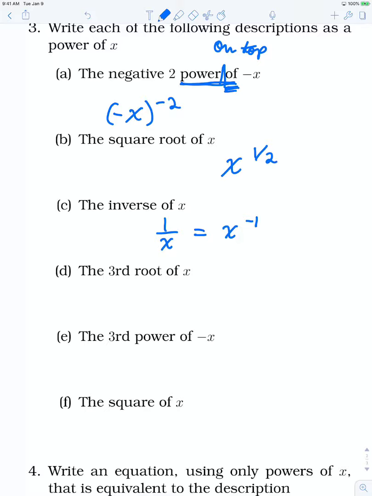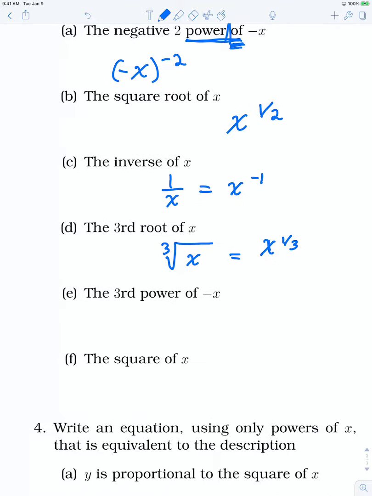The third root of x, that would usually be written as a root, like this, cube root. Whoops, nothing on the inside. And then we're rewriting that as a power, so that's 1. I'll eventually get it. This is x to the 1/3.